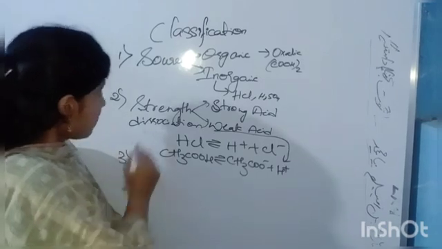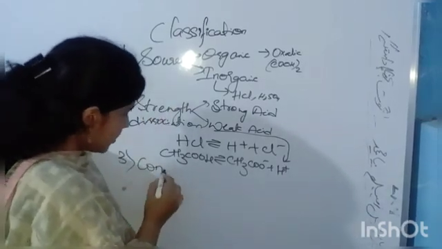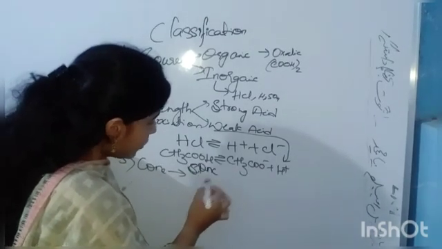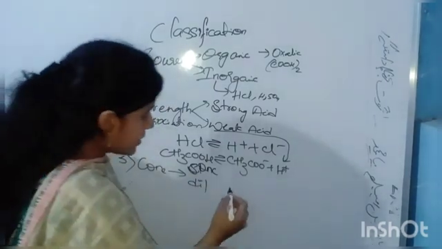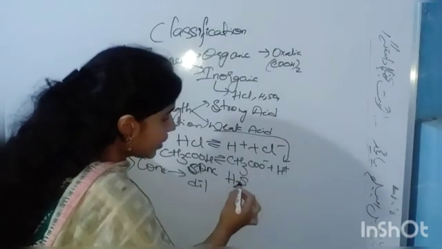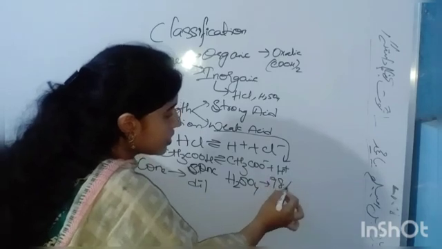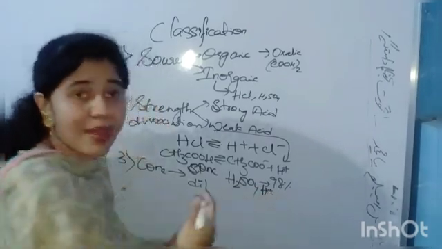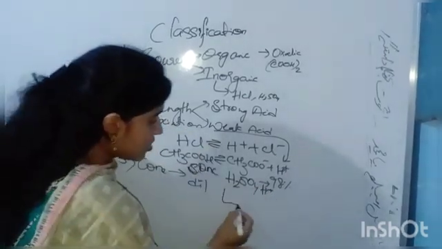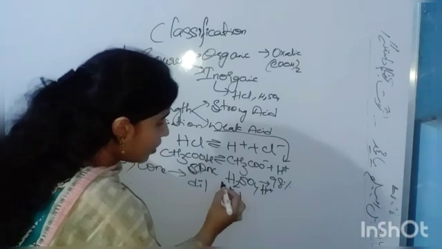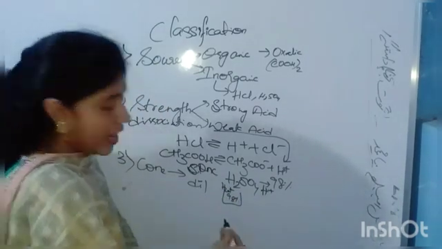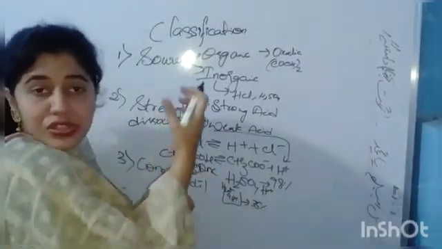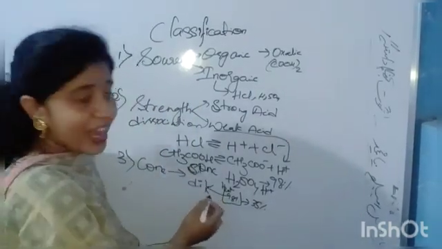Next comes concentration. Here it is classified as concentrated and diluted. For example, if I take sulfuric acid with 98%, it is said to be a stronger one, which has much more H+ ion. When we dilute this 98% solution by adding water to it, it forms 35%, which is reducing the concentration of H+ ion. It becomes a dilute solution.